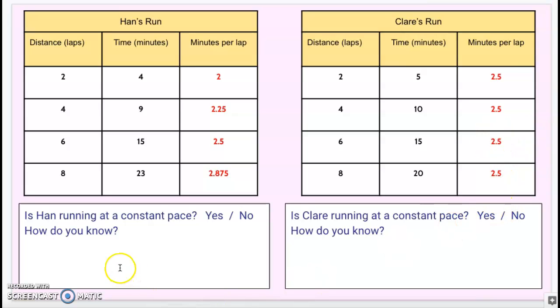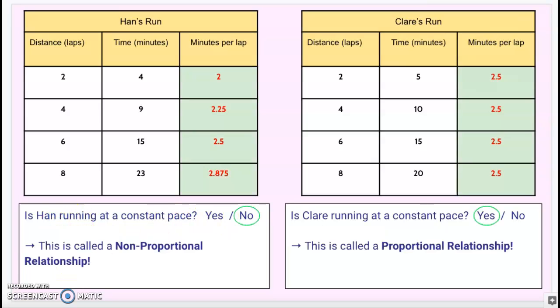So tell me, oh, you already told me in class, Han was running at a non-constant pace, whereas Claire was running at a constant pace. Looking at a table, trying to figure out whether there's a constant of proportionality, whether we have a proportional relationship, it really helps to look at this third column. What happens when we do 4 divided by 2? What happens when we do 9 divided by 4, etc.? Are those the same numbers? In Claire's case, they are the same numbers.